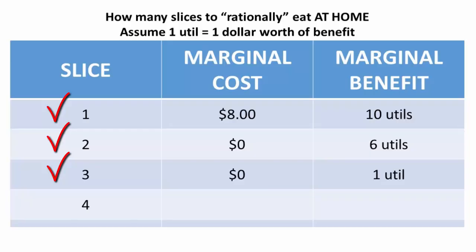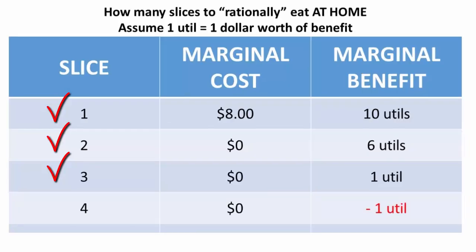Should he or she go for 4? The marginal cost is still 0. But look what happens to the marginal benefit on the fourth slice. Ooh, -1. Eating the fourth slice will actually cause this person some discomfort or guilt or some other negative consequence. In rational terms, this consumer should not eat the fourth slice of pizza.